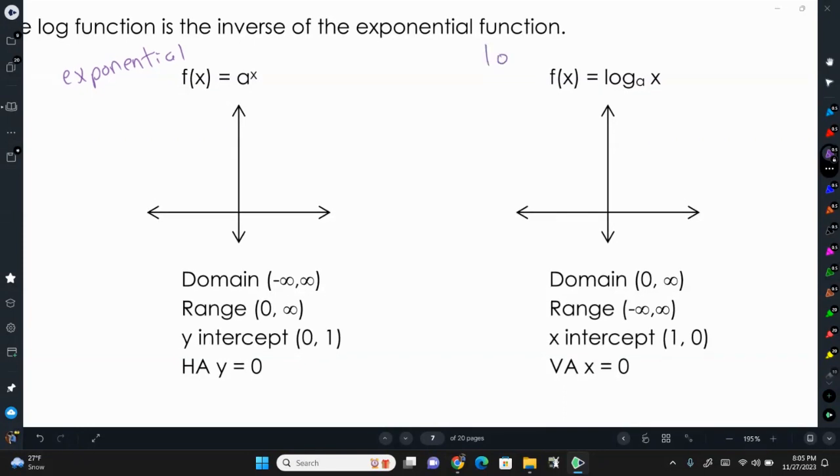So this is a log. And the easiest way to tell is you see the word log. That tells us this is a logarithmic function.